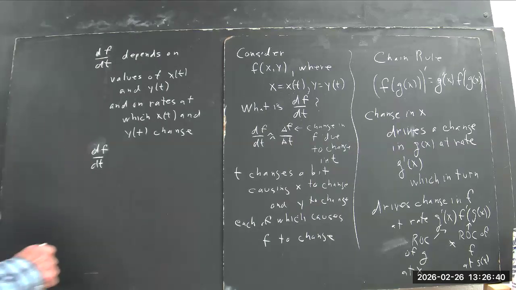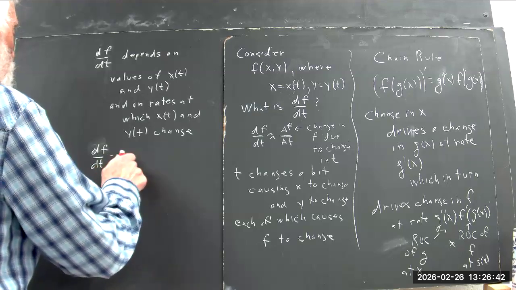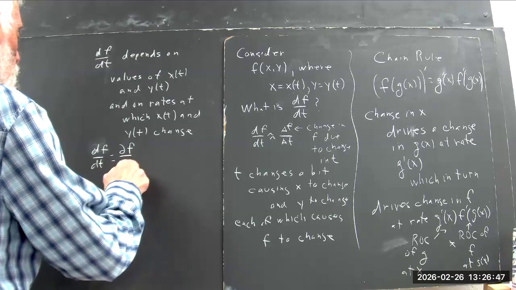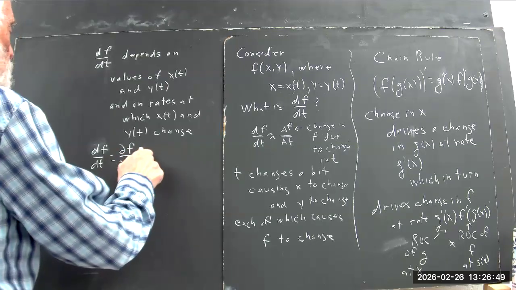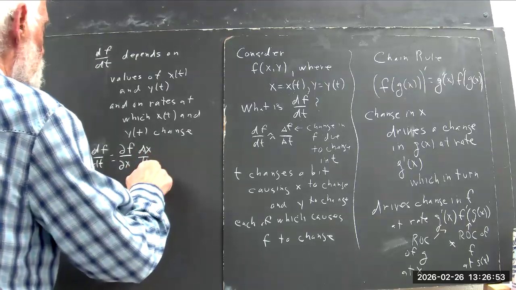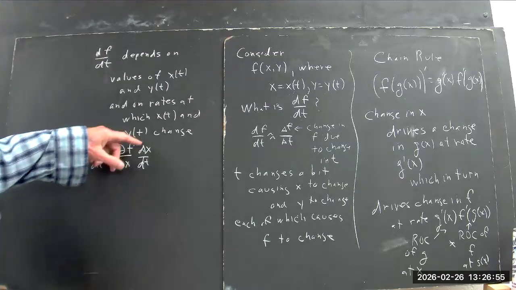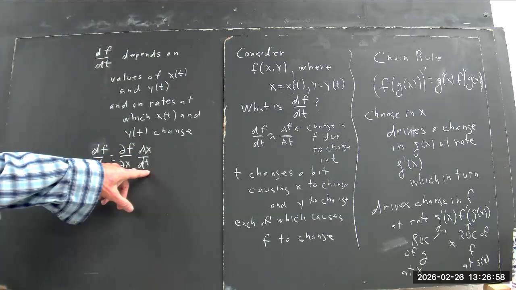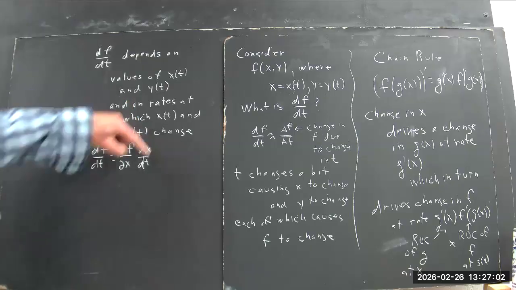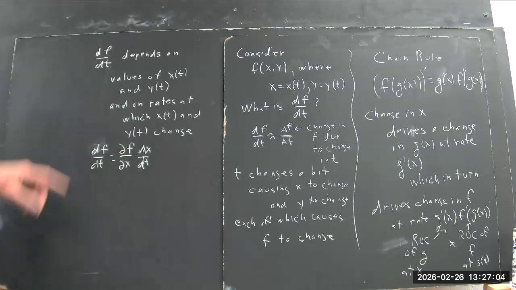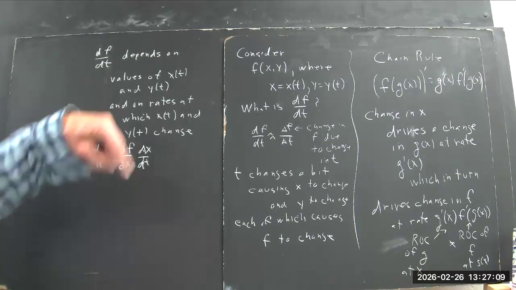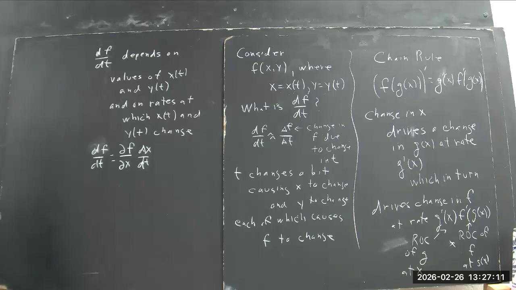Okay, df dt then equals the partial of f with respect to x times dx dt, which is the rate at which a change in t drives a change in x, times the rate at which that change in x causes f to change. Okay?